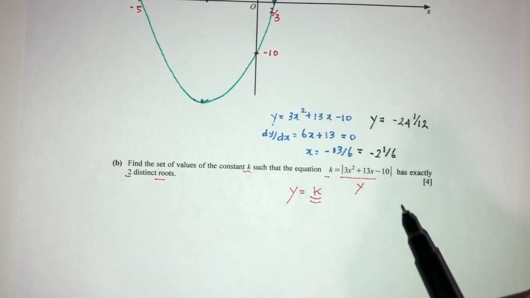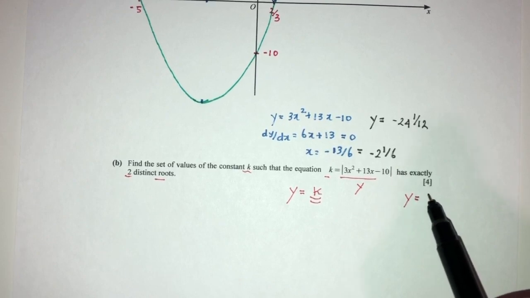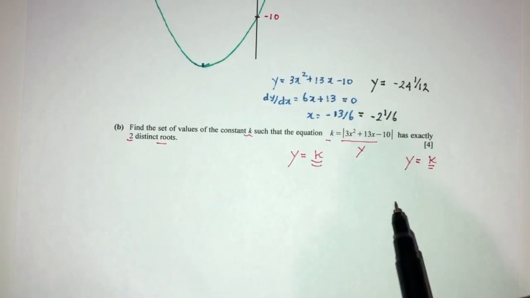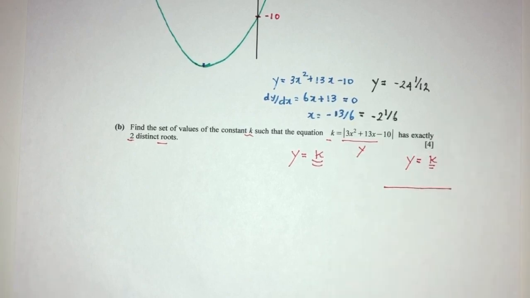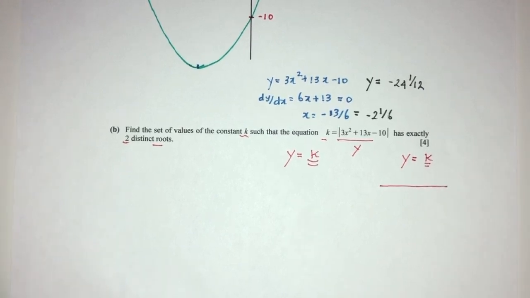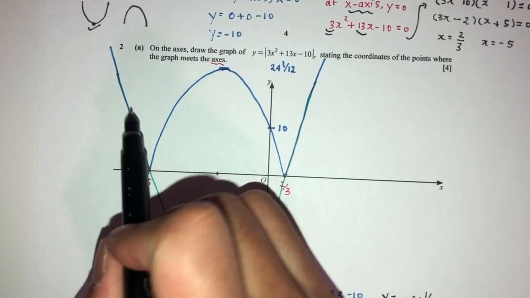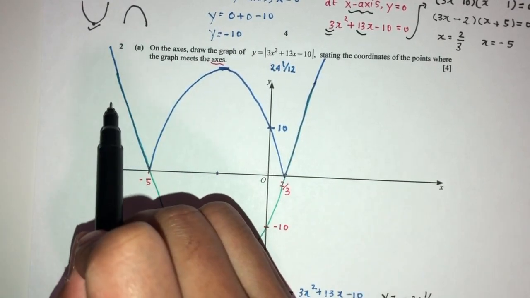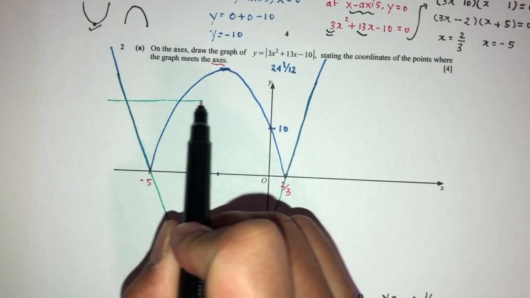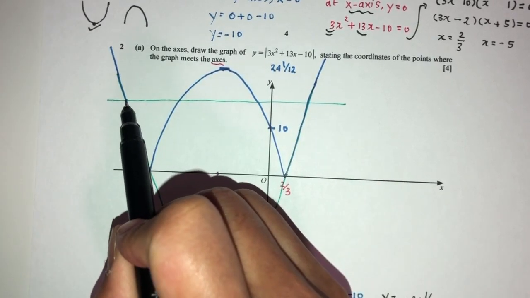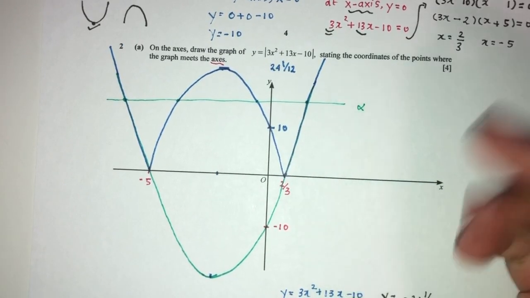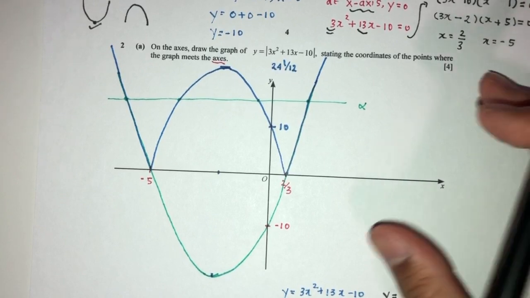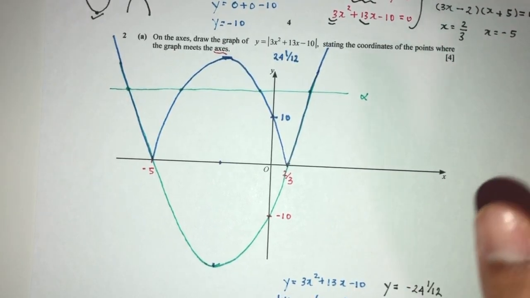Now we do understand y equal to a value, a constant k, means we are drawing horizontal lines. Like for what horizontal lines on our graph will only give us two distinct solutions. Now for example, if I were to draw, again I'm just drawing here to show you guys, a line right here, that will give me 1, 2, 3, and 4. So it would not be a good value for k.